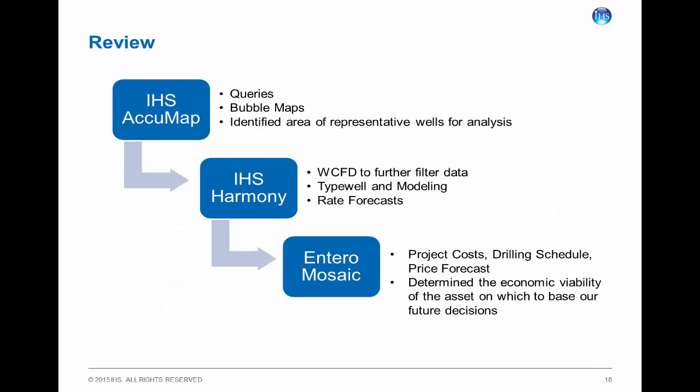So to review, we used IHS AccuMap to query the data. We generated bubble maps to show the evolution of the field, and we identified an area of representative wells for analysis. We then used IHS Harmony in conjunction with the well completion frac database to further filter the data. We used type well and modeling, all to generate rate forecasts. We took those rate forecasts into Entero Mosaic, and along with project costs, drilling schedules, and price forecasts, we were able to determine the economic viability of the asset on which to base our future decisions.